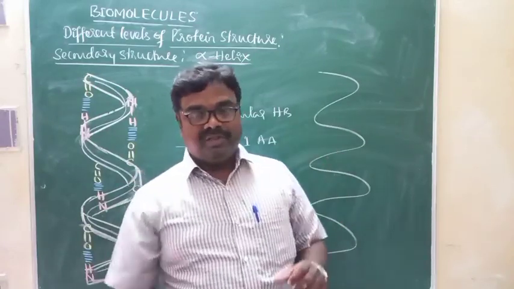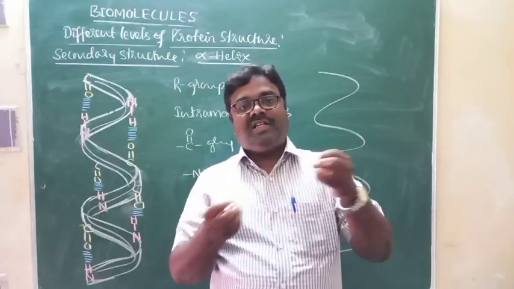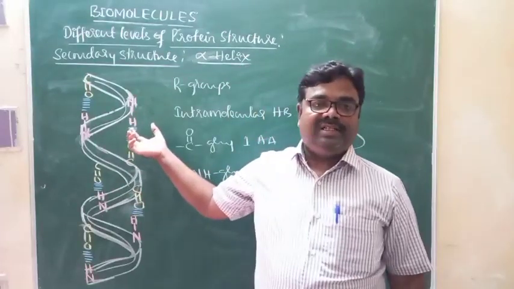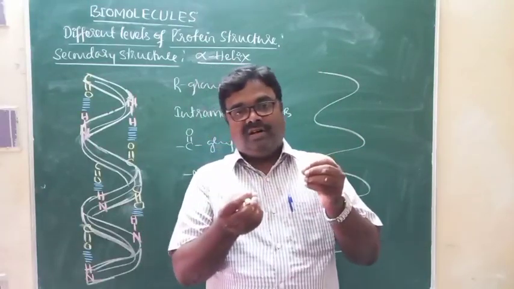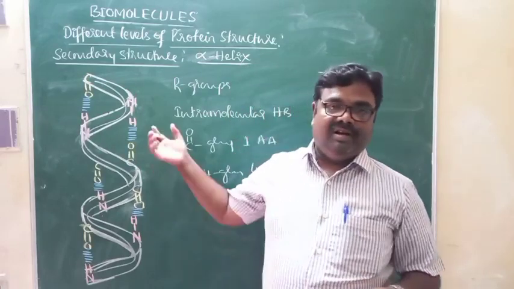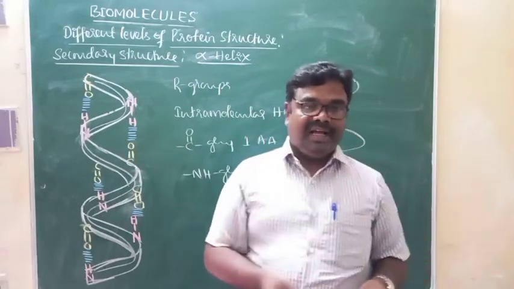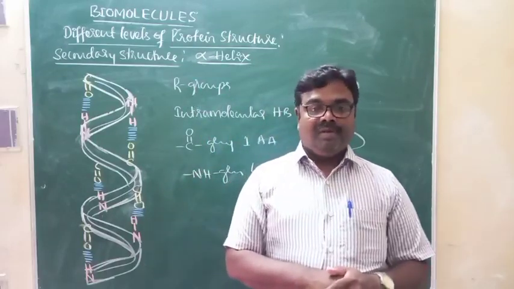Because of that spiral structure, the protein molecule can undergo stretching. This kind of alpha helix structure is found in the proteins of hair. Because of the alpha helix structure in the proteins of hair, hairs are a little bit stretchable. So this is what we call the alpha helix structure.